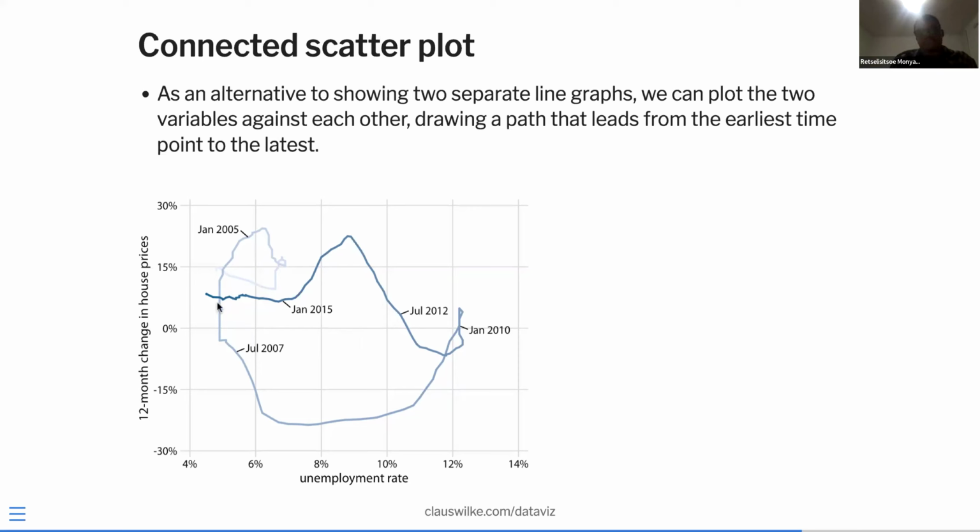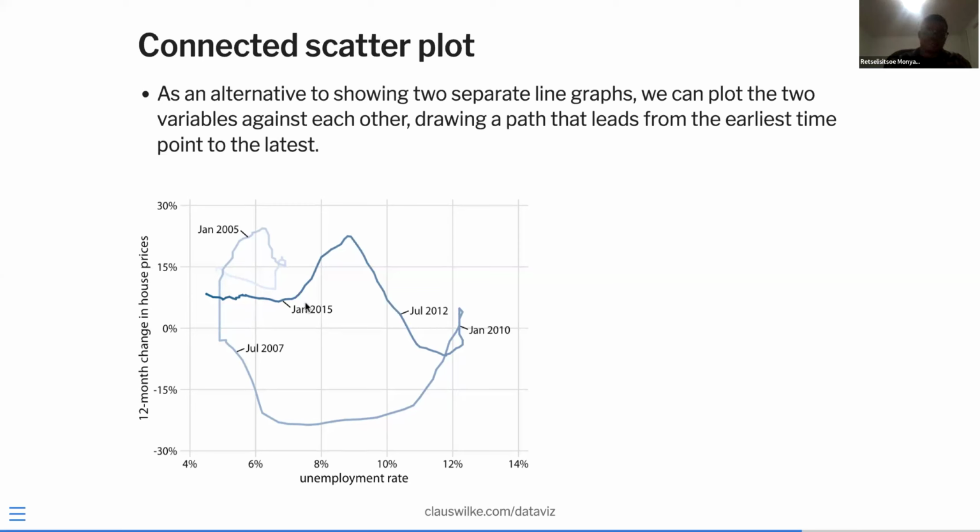He also says that one way you can indicate direction is by including some arrows on the plot. I can imagine that might clutter the thing, but it doesn't really have to be too many arrows. I think two or three, just so that the person can see how to follow the chart.